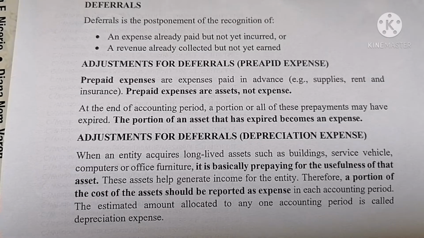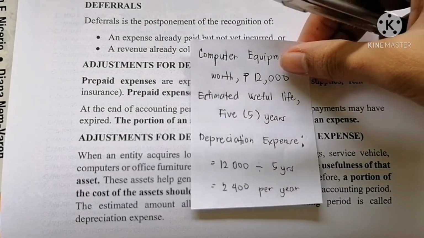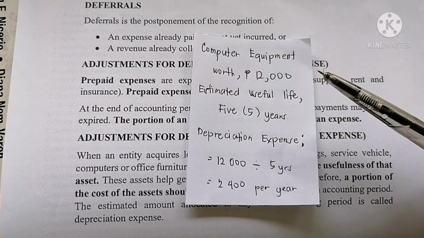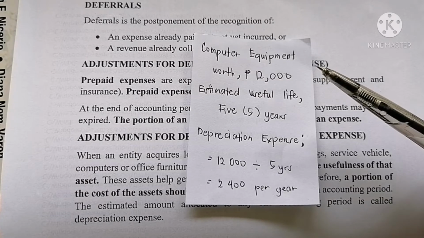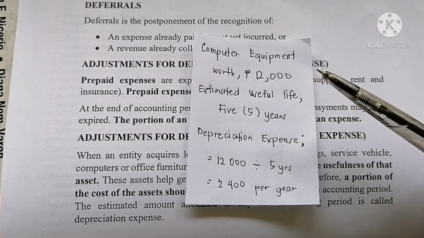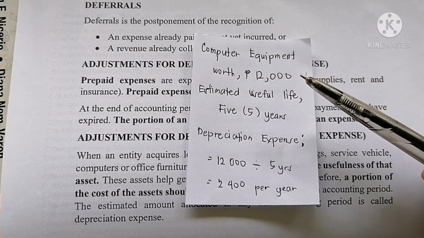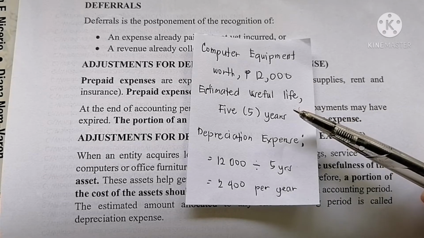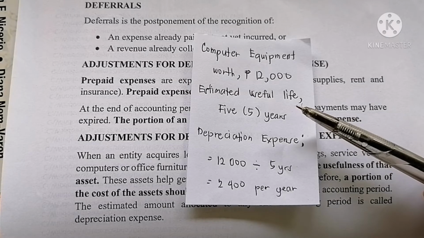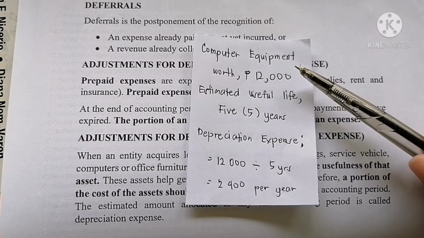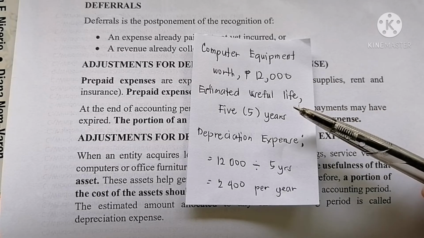So for example, the entity purchased computer equipment and normally it lasts for more than 1 year. It means this computer equipment can be used for the next accounting periods. So let's assume that the useful life of the computer equipment is 5 years. It means we can use this computer equipment for 5 years, and it is worth 12,000 pesos. Since 5 years is the estimated useful life, it involves 5 accounting periods.